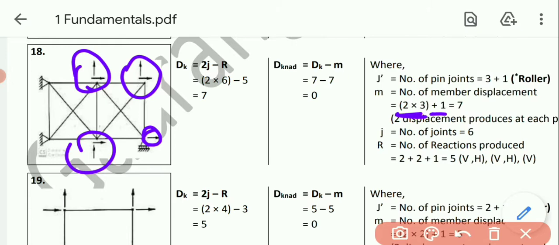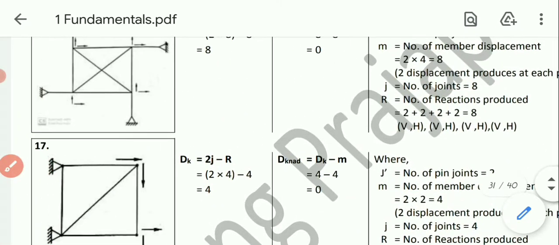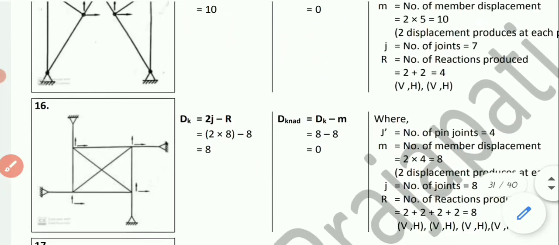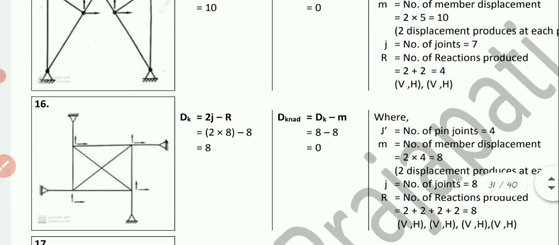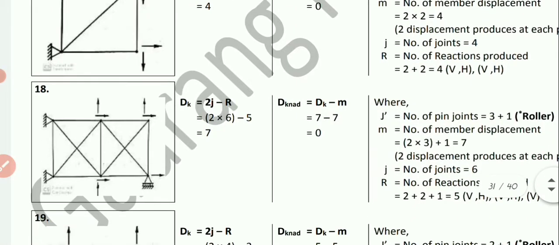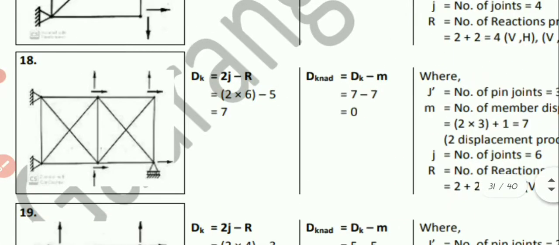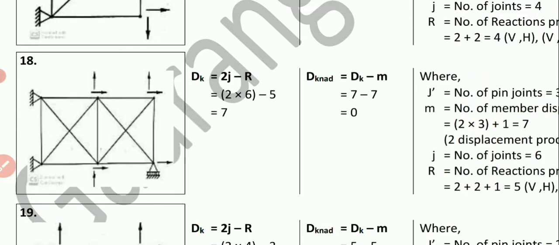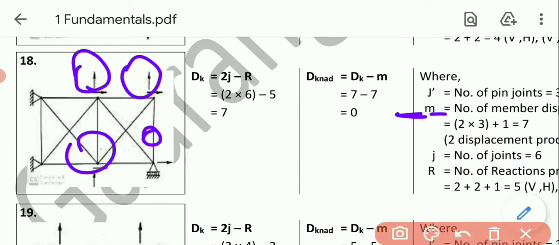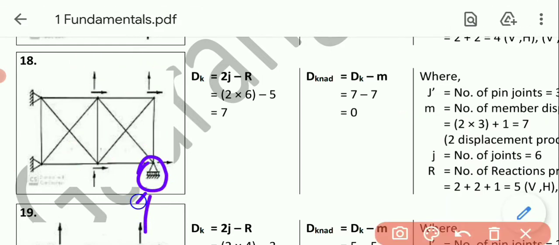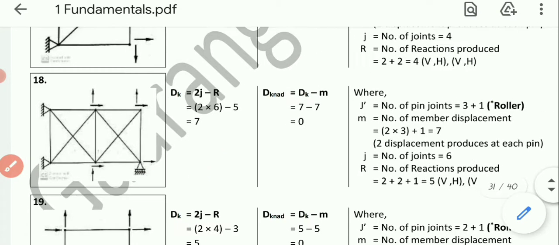Always remember this rule. In all the previous examples, we can see example number 17, or 16, or 15, in each of the above examples only hinge support was there. So in case of hinge support, vertical and horizontal reactions are produced, so there is no need of the horizontal displacement. But in case of the roller support, only vertical reaction is produced, so we need this horizontal displacement. So always remember that one.